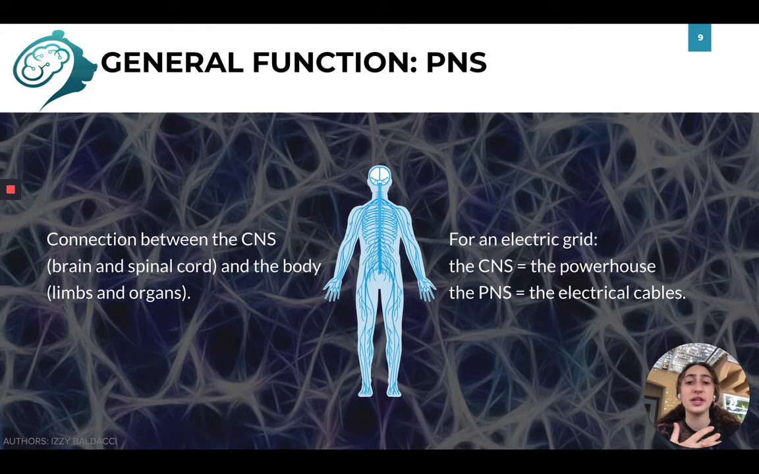And if we're to think of this as an electrical grid, then the central nervous system would really be the powerhouse of this grid, and the peripheral nervous system can be thought of as the electrical cables. It's helpful to think about analogies in this sense to understand the functionality of the nervous system and the subsystems.